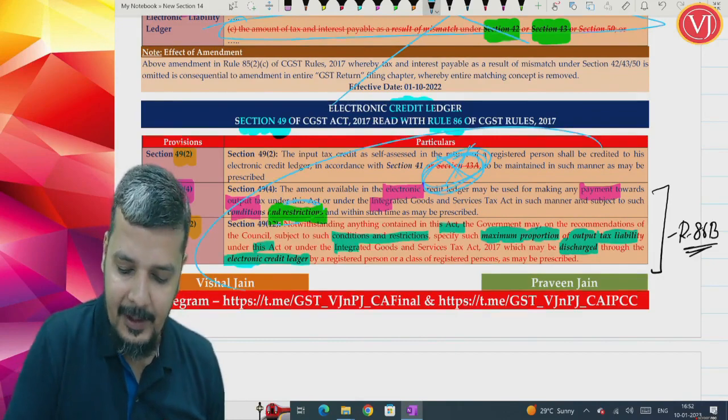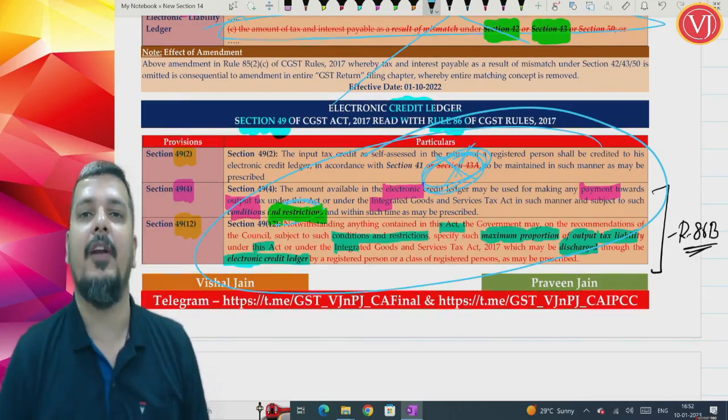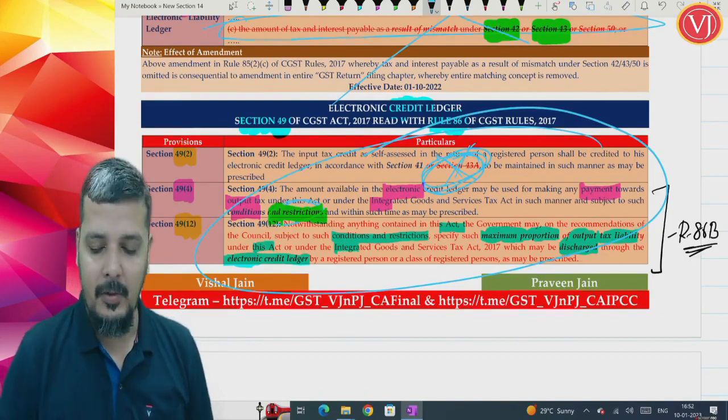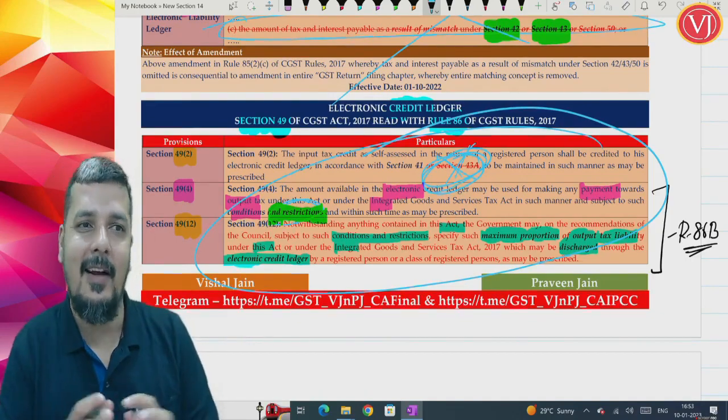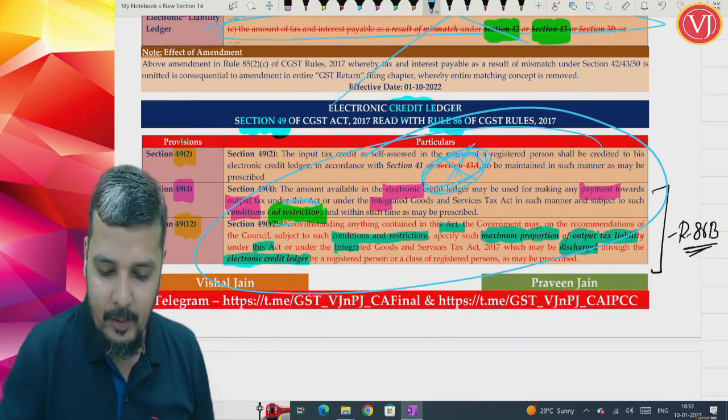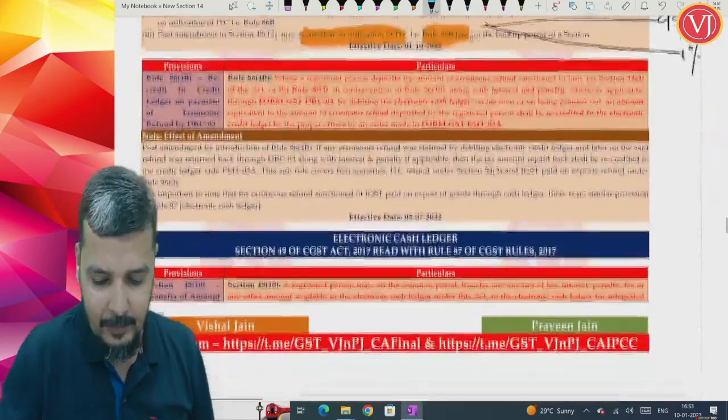Again, repeating that for your exams, whether it is section 49 subsection 2 or section 49 subsection 4 or section 49 subsection 12, they are not at all relevant. They are only corrections and amendments. They are amendments in the nature of certain corrections. So don't expect them for your exams.